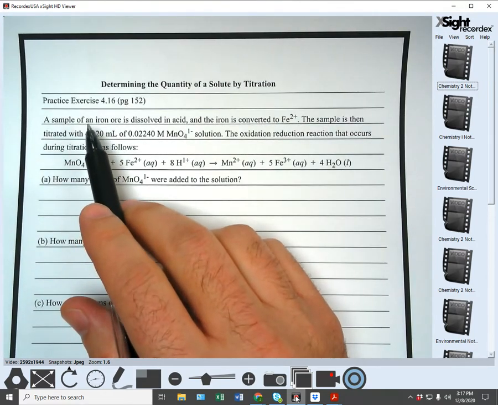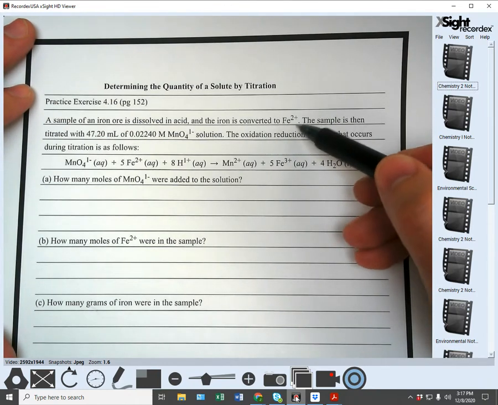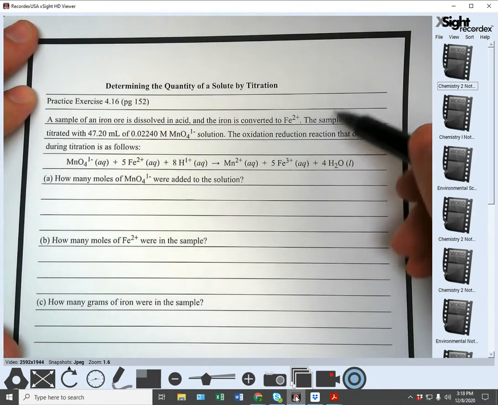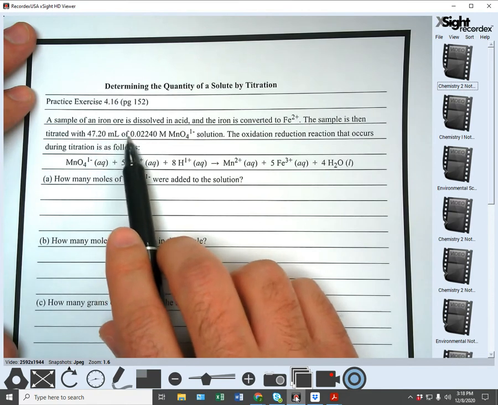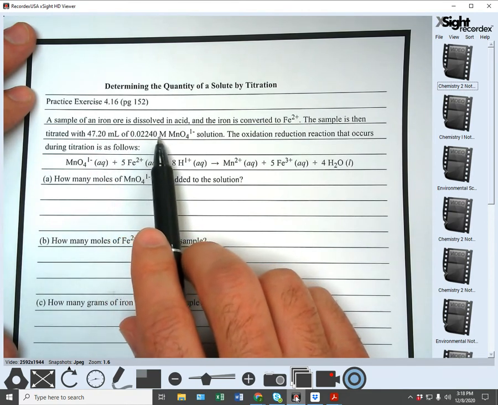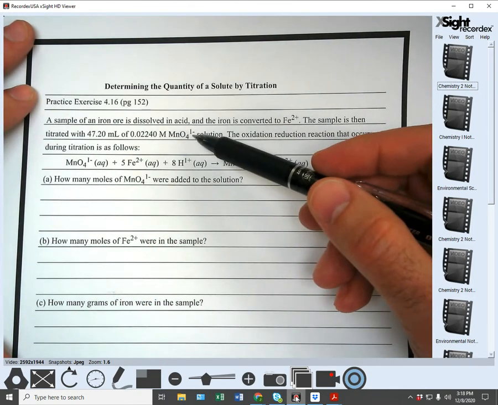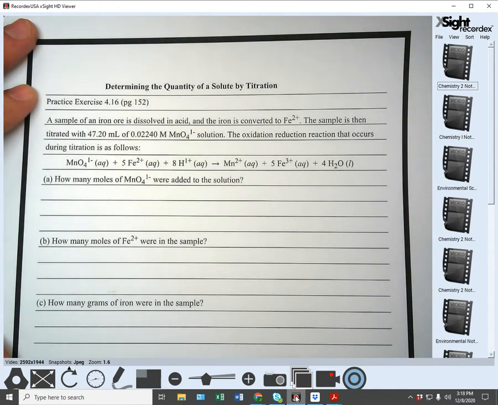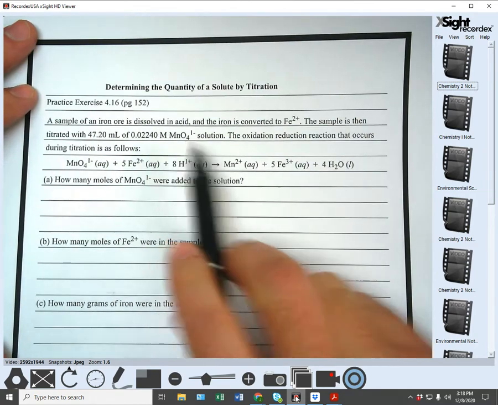A sample of iron ore is dissolved in acid, and the iron is converted to iron 2 plus ion. The sample is then titrated with 47.20 milliliters of 0.02240 molar MnO4 -1 solution. So what is that? Is that manganate? Oh no, -1 would be permanganate. Sorry. Okay, so a permanganate solution.